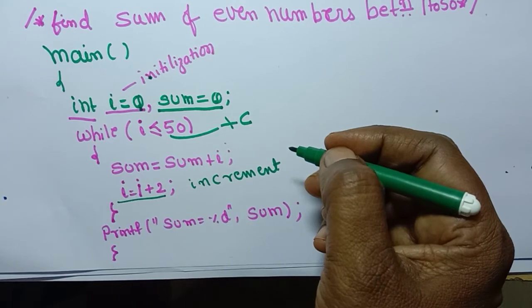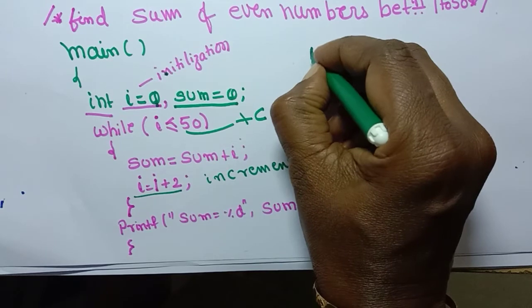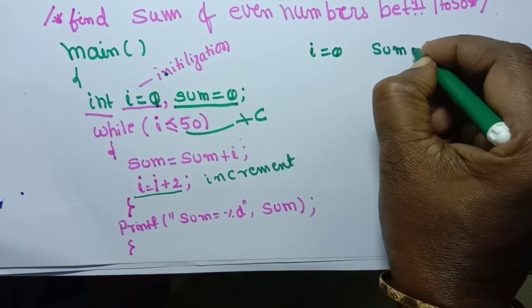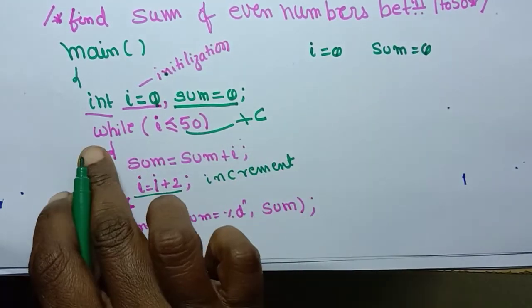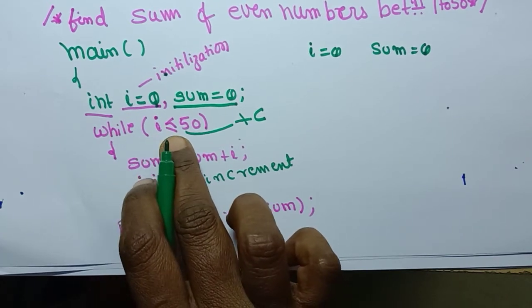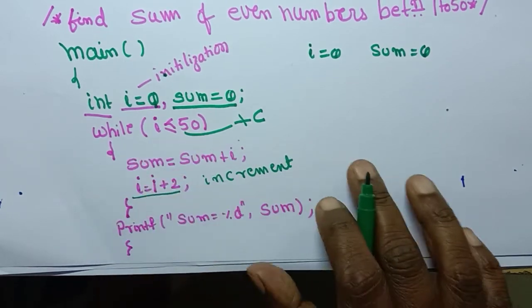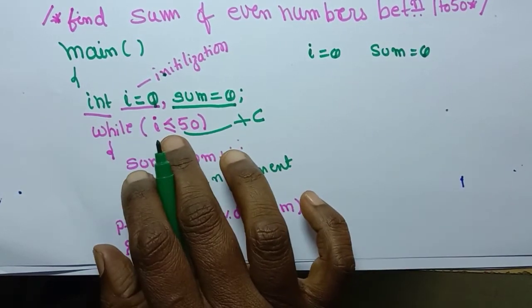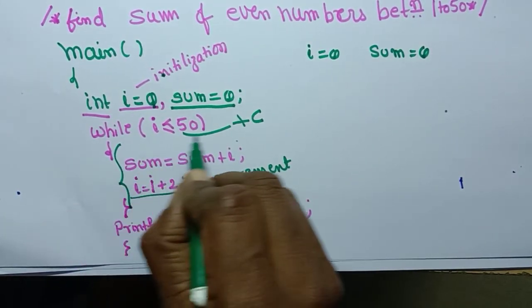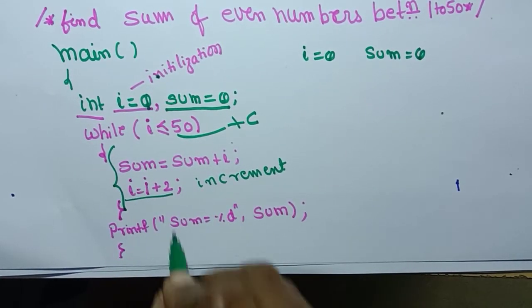Okay, so here what happens, when you declared I, first I is equal to 0, and next sum is equal to 0, and it will check the condition while I value is 0. 0 is less than or equal to 50. What is the condition? Is the condition true or false? The condition is true. When the condition is true, this block is going to execute. This is called your while loop block. What are the statements available in this? This is going to execute.